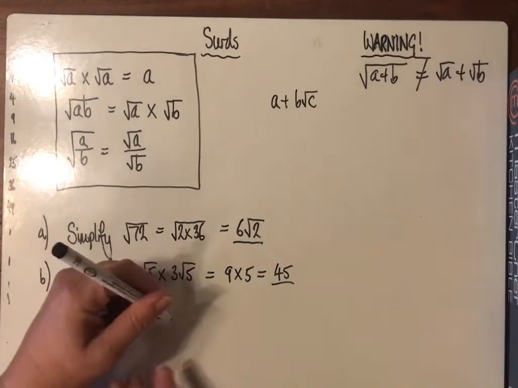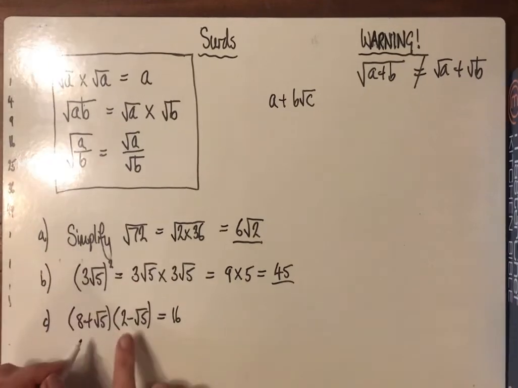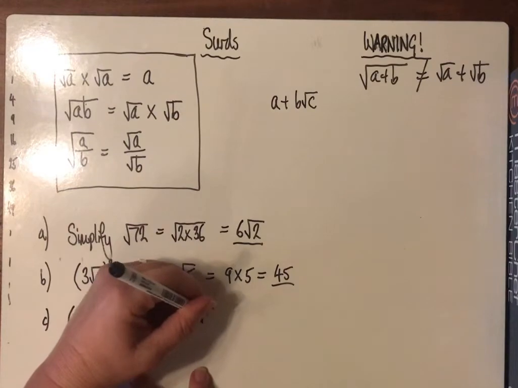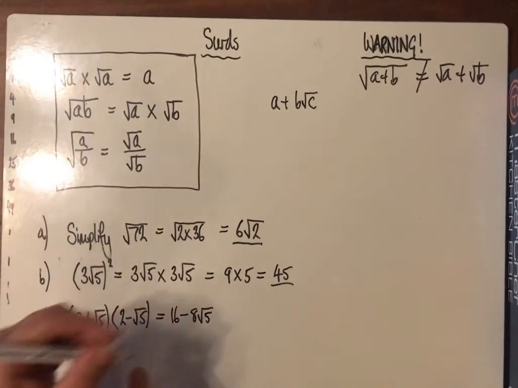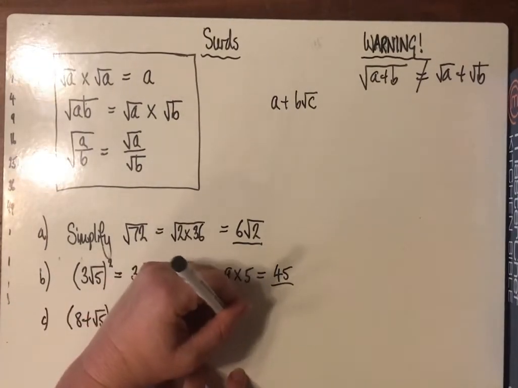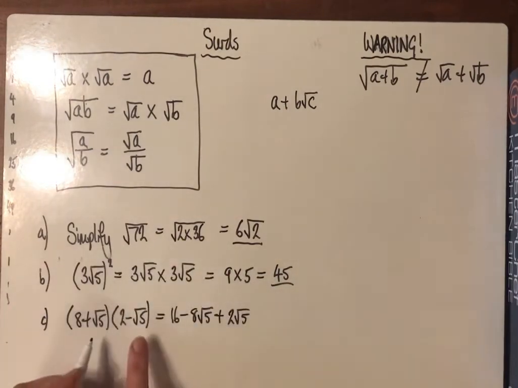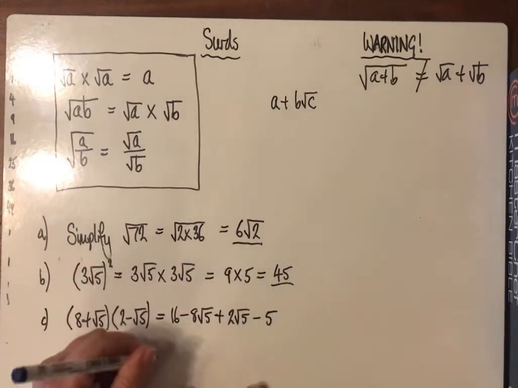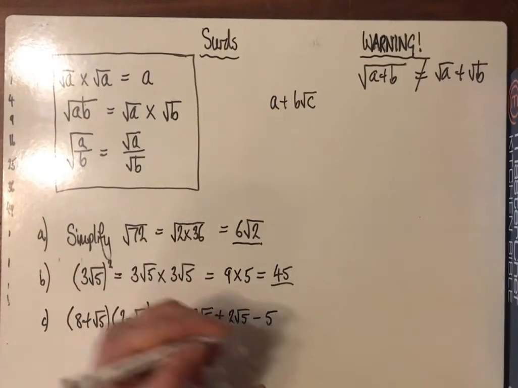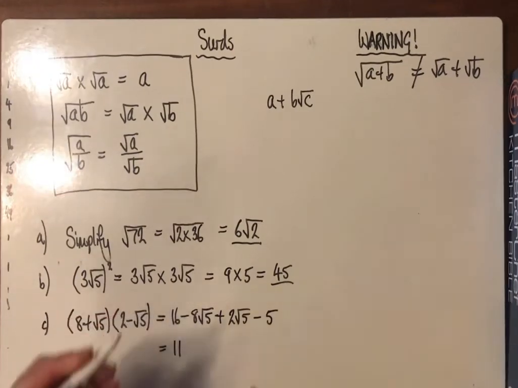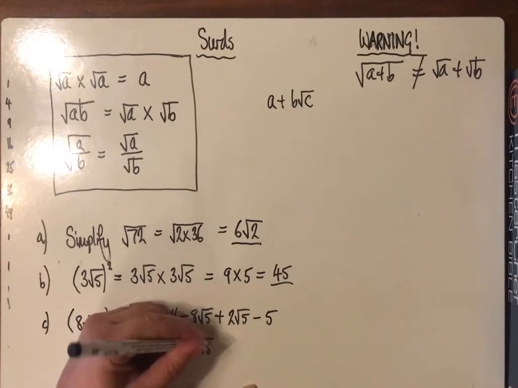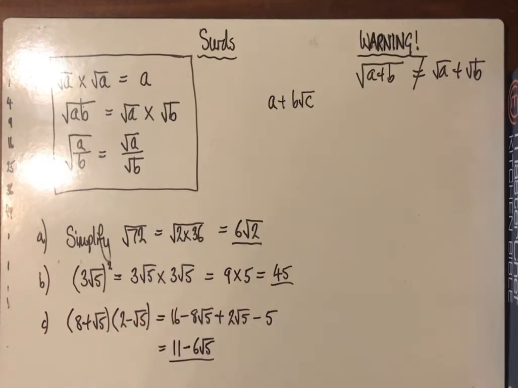So 8 times 2 is 16. 8 minus 8 root 5 plus 2 root 5. And then root 5 times minus root 5 is minus 5. And then collecting all of that up, so we've got 16 minus 5, so that's the section without a square root in it. And then minus 8 plus 2 root 5 is minus 6 root 5, just tidying that up.